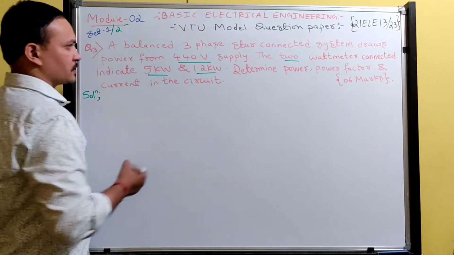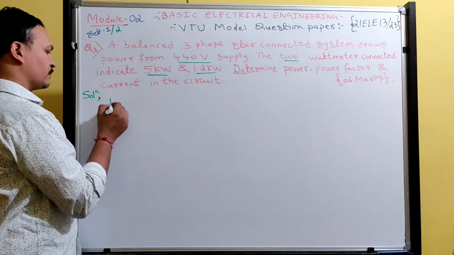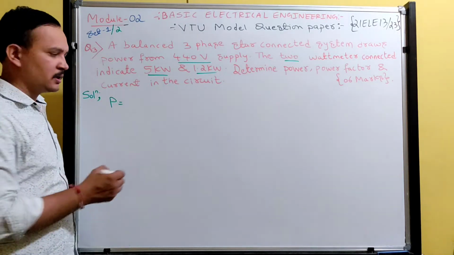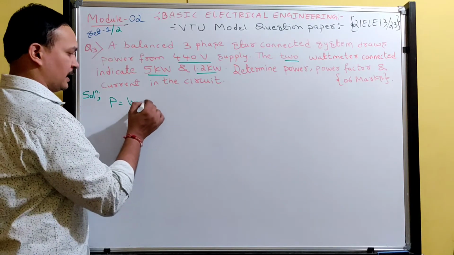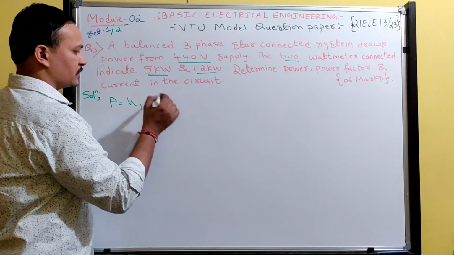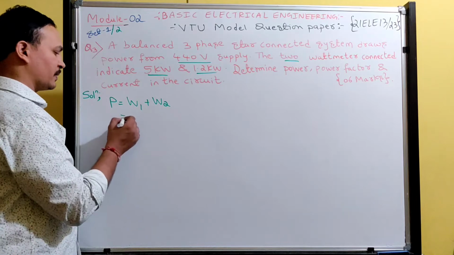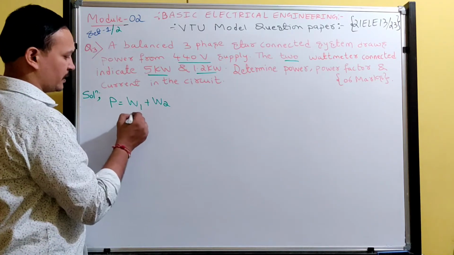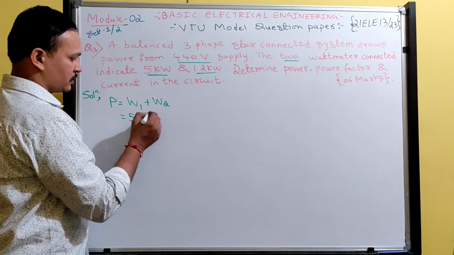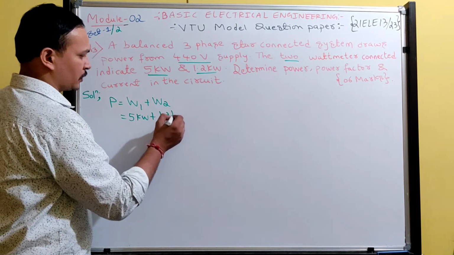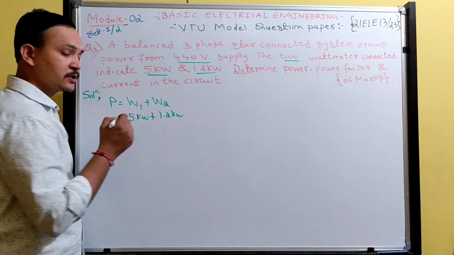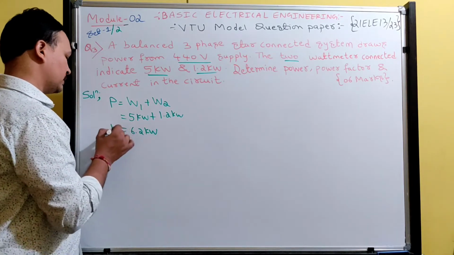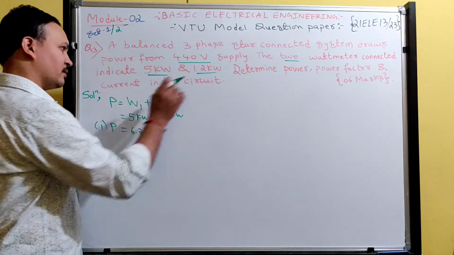Okay, let me start this. Total power: we know that in the 3-phase 2 wattmeter method, if I add the 2 wattmeter readings, you will get the power. 3-phase power is measured by using the 2 wattmeter method. So what is W1? 5 kilowatt and W2 is 1.2 kilowatt. 5 plus 1.2, 6.2 kilowatt. This is the answer for the first question.